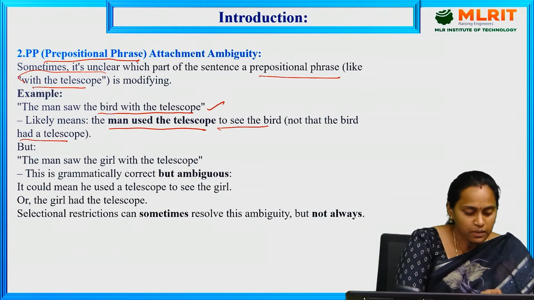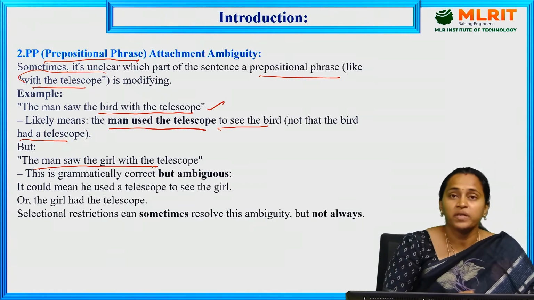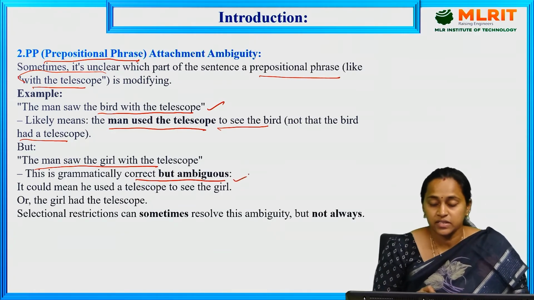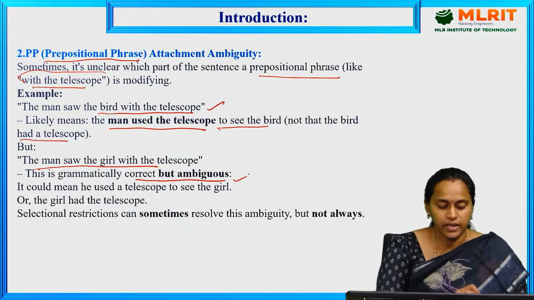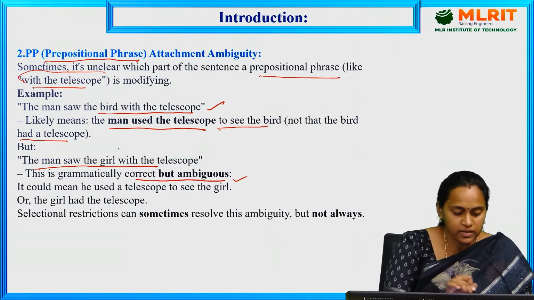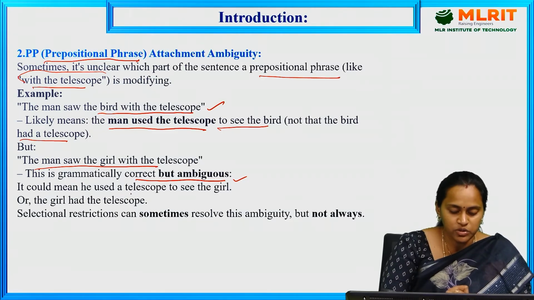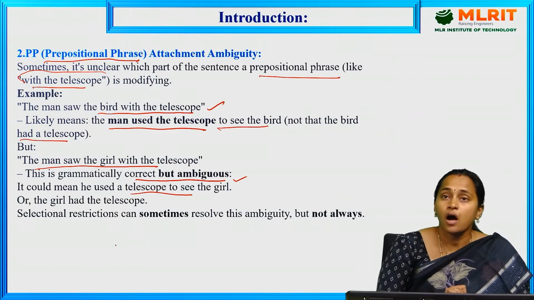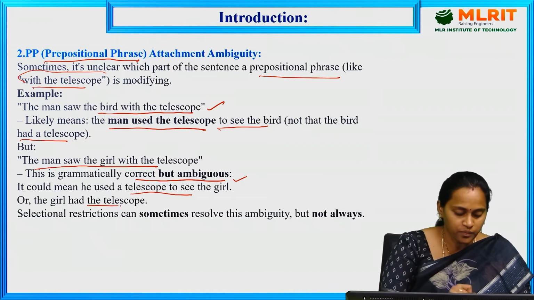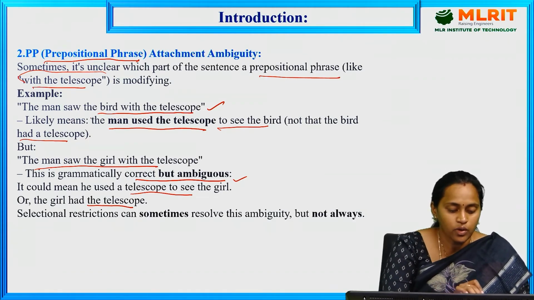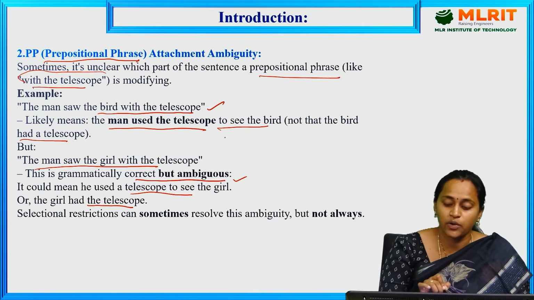Next, the man saw the girl with the telescope. Here the sentence is grammatically correct but ambiguous. We discussed this sentence in the previous video. This is an ambiguous sentence: it could mean he used a telescope to see the girl, or the girl had the telescope. This is the ambiguity situation. To resolve this, we have to look at the surrounding text.